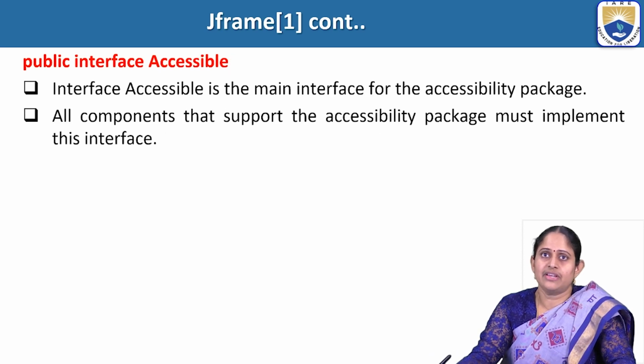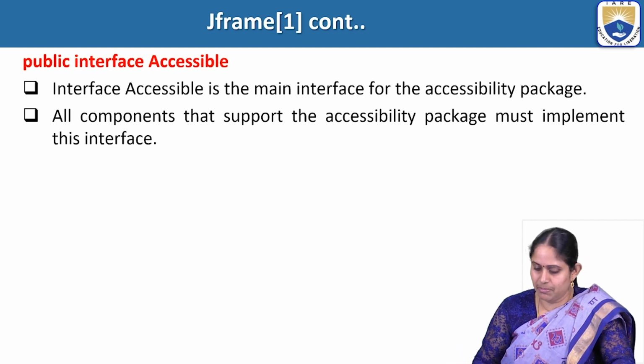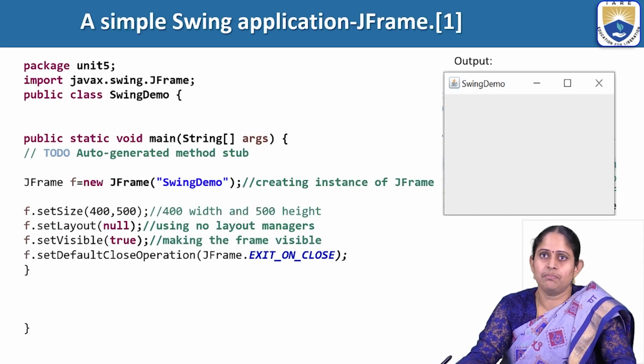Next interface which is implemented by JFrame is the Accessible interface, which is the main interface for the accessibility package, and all the components that support the accessibility package must implement this interface. Now let's look into an example of a simple Swing application which makes use of the JFrame.